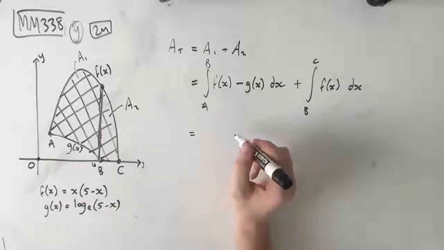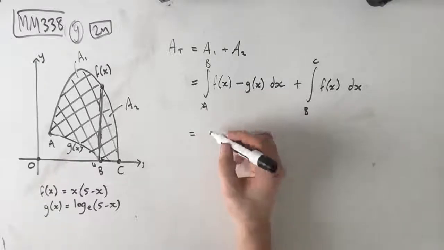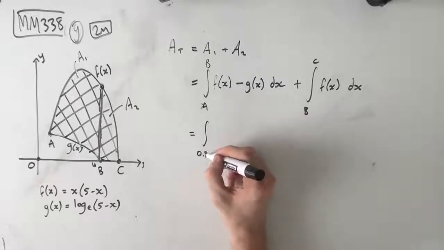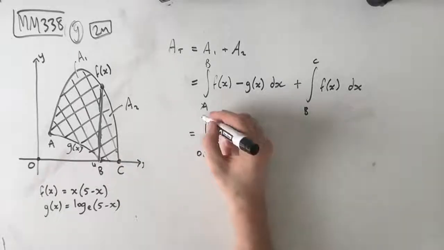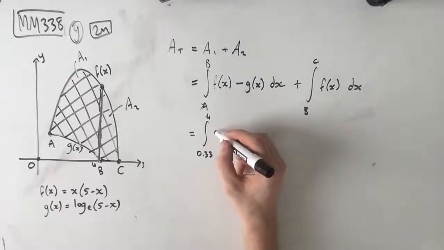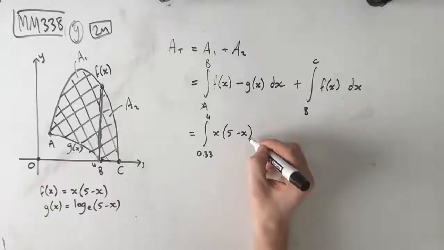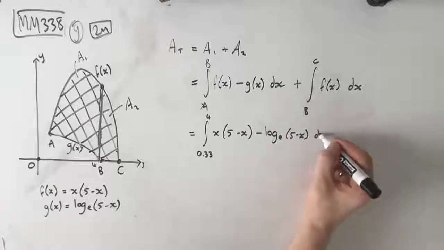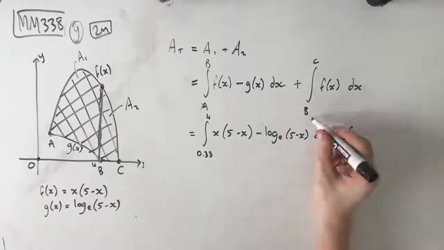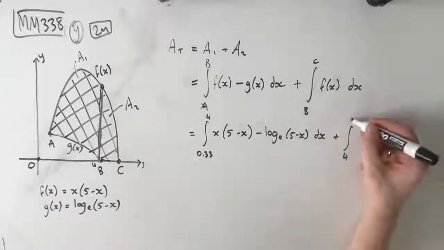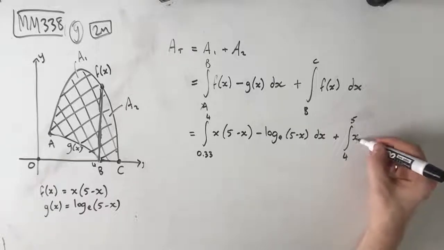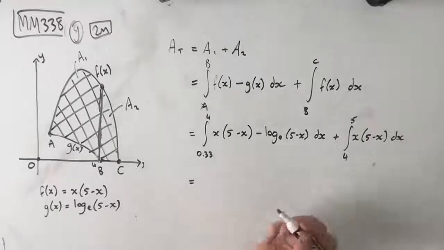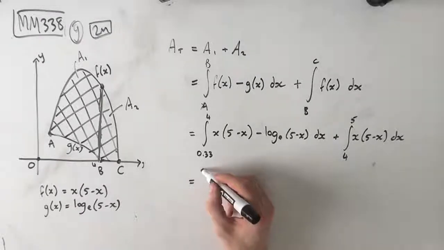So then we can just sub in numbers and equations now. A occurs at 0.33, as we found before. B occurs at 4, which is what we found before as well. The integral of f of x, which is x times (5 take x), minus g of x, which is log e of 5 take x, dx, plus from B, which is 4, to C, which is 5, of f of x, which again is x times (5 take x) dx. Fantastic. Now from here, we can actually just evaluate these.